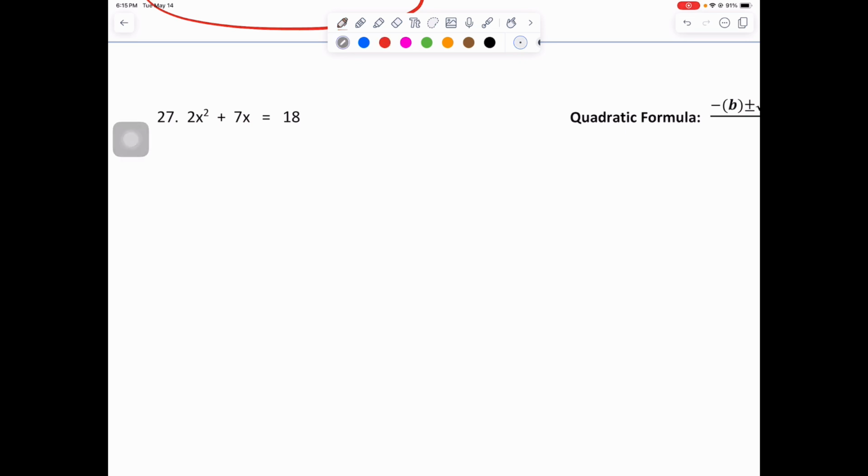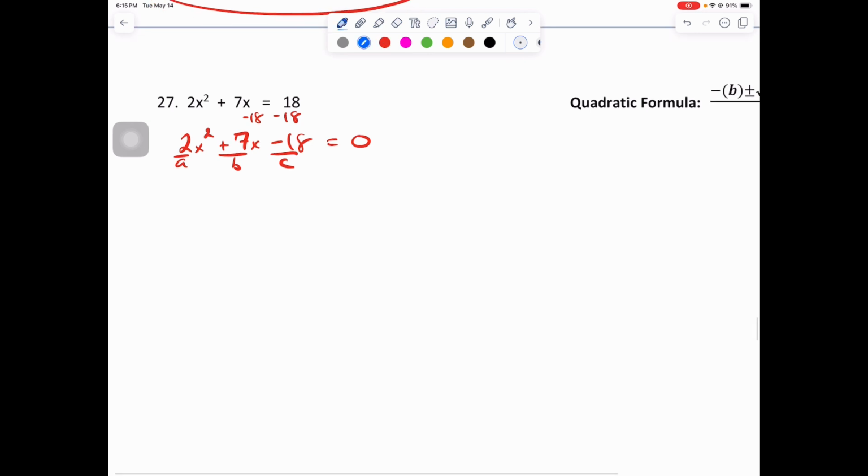First step, we need to subtract 18 from both sides to get this equal to 0. Then let's go ahead and rewrite it as 2x squared plus 7x minus 18 equals 0. I could have shifted that and made it look pretty, but I'm getting a little worn out right now. We have our A, we have our B, and we have our C value.